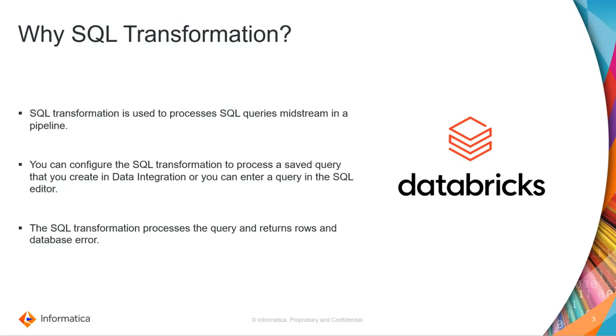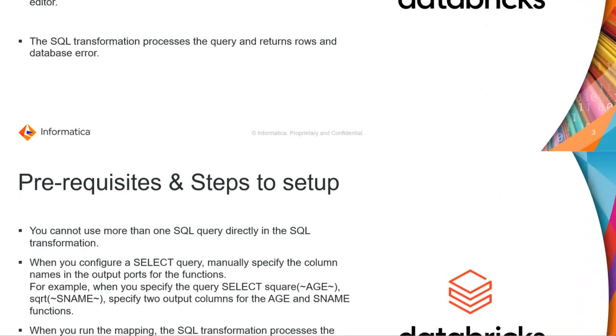Okay, so why is the SQL transformation needed? As we all know, SQL transformation is used to process SQL queries which are in midstream in a pipeline or the mapping. You can configure the SQL transformation to process the saved query as well, or you can enter the query directly in a SQL editor, which I will be proceeding with in the demo part. The SQL transformation also processes the query and it returns the rows or the database error which it gets. So we will be checking that in the later part.